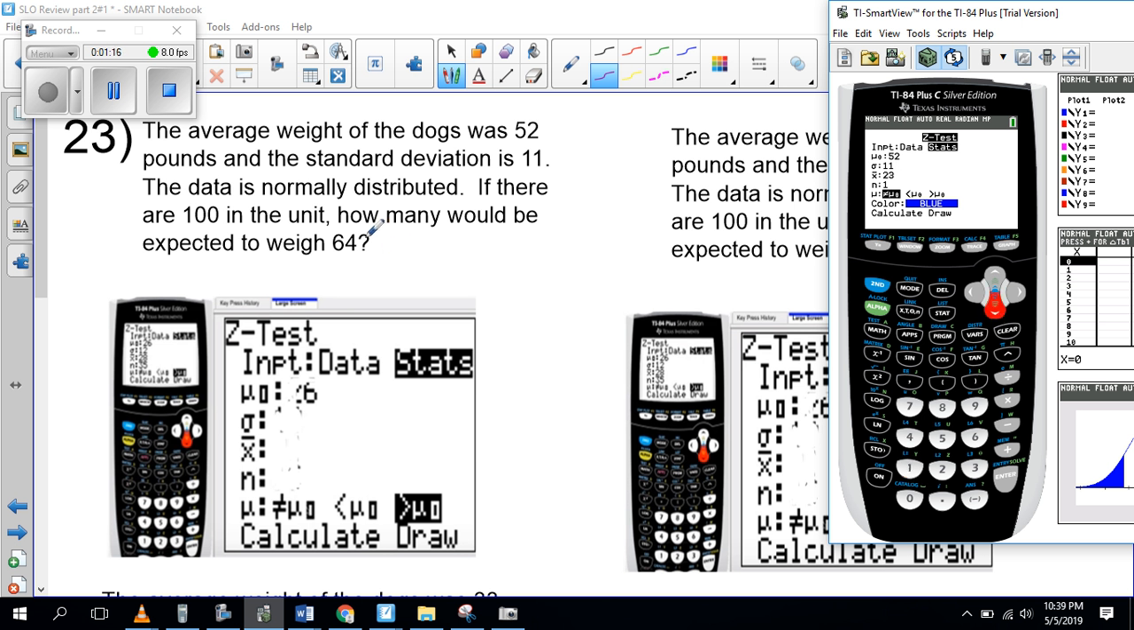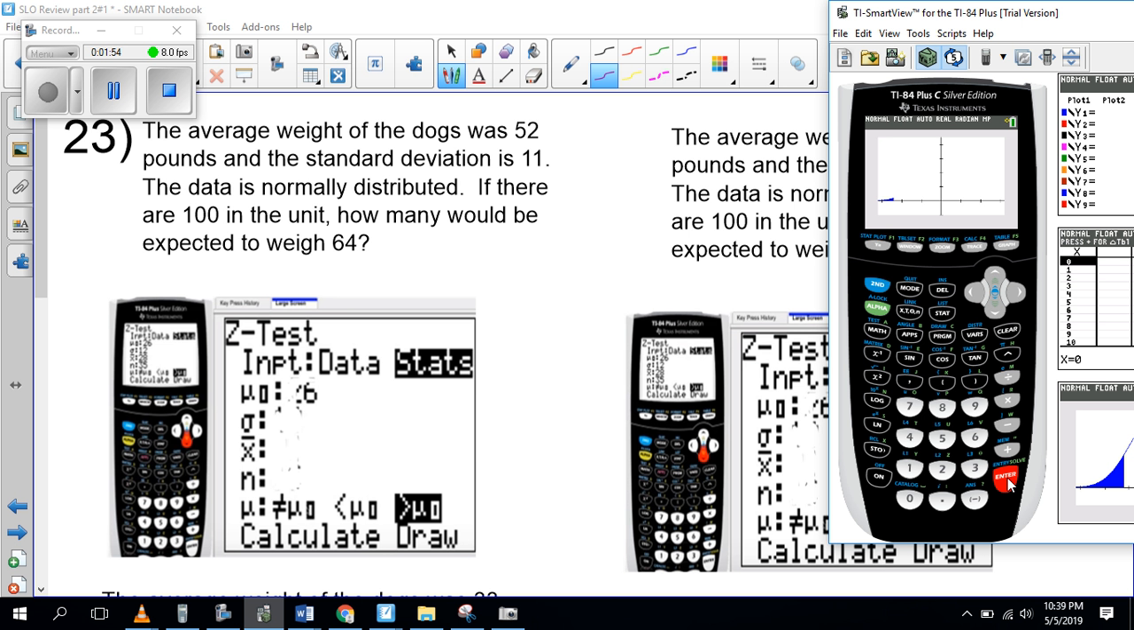Okay? And it says how many would be expected to weigh 64. So we need to know how many is going to be 64. Okay? And then n is going to be 1. And then we're going to scroll over. Well, it actually said how many would be expected to weigh 64. So that's equal. And then we're going to go over to draw.